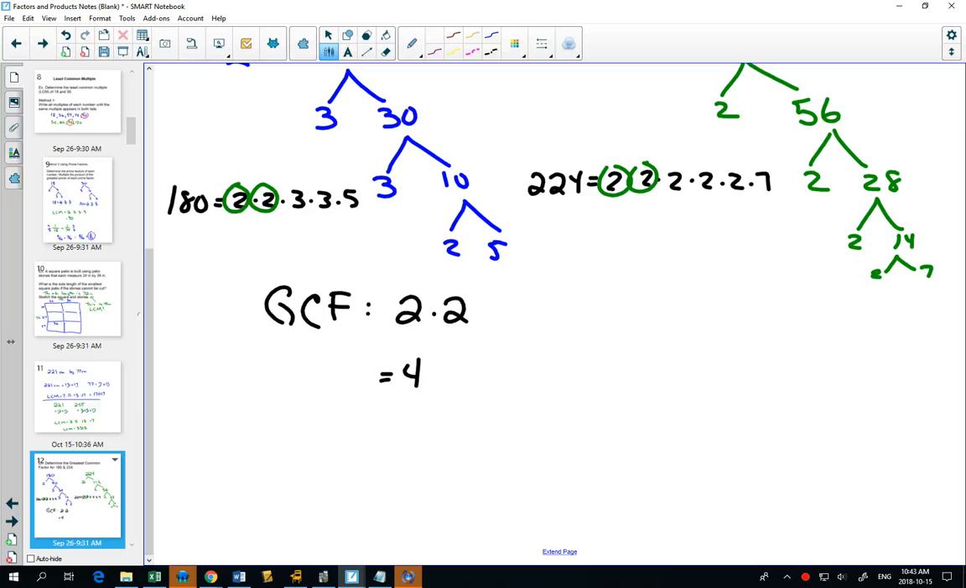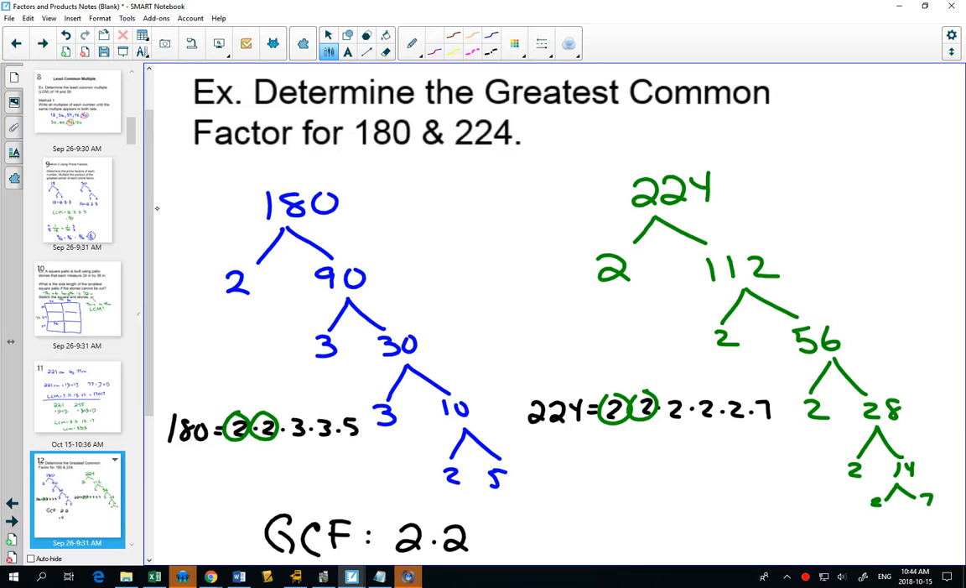If you tried to list them all, it could be 1 and 180, 2 and 90, 3 and, listing all the factors, there's a good chance you'll miss one. And in this case in particular, I think you'd feel like it's got to be bigger than 4. I must have missed one. And you could spend hours checking your work. So having the prime factorization there is a really nice way to find greatest common factor.